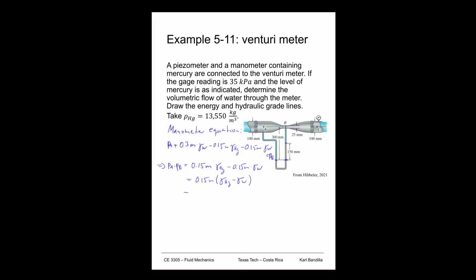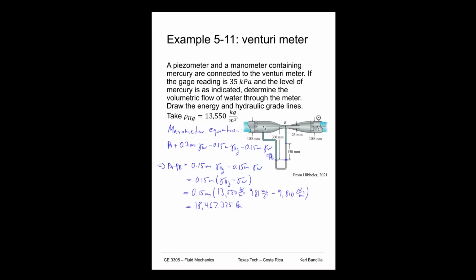Now I can plug in numbers. Well, I'm not sure we actually need them, but let's do it anyway. 0.15 meters, and the gamma here, we have to multiply by g to get from density, so it's rho times g. So it's 13,550 kilograms per cubic meter times 9.81 meters per second squared minus, that one we know by heart, Newtons per cubic meter, gives us 18,467.325 Newtons per square meter, or pascals.